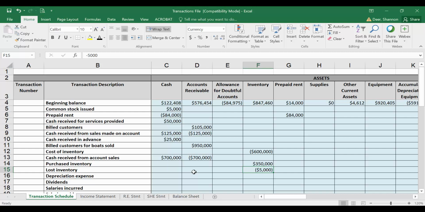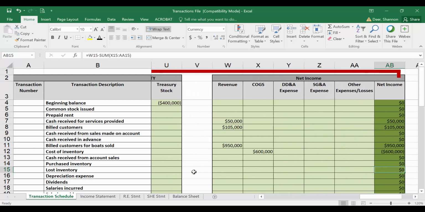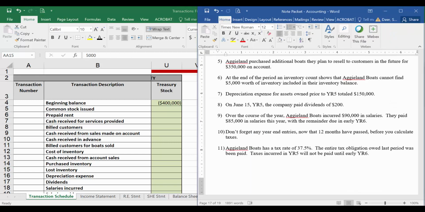So let's go over to our income statement. We are going to record this as a loss under other expenses and losses. So I'm going to put in a $5,000 loss. Again, I don't need to make it negative because it's subtracting it in my formula over here to calculate net income. Let's go to our next transaction.